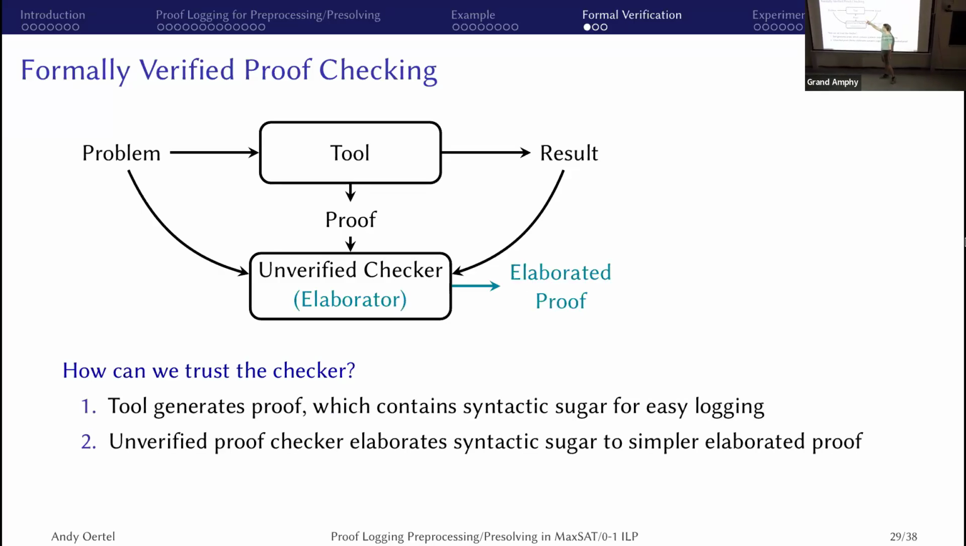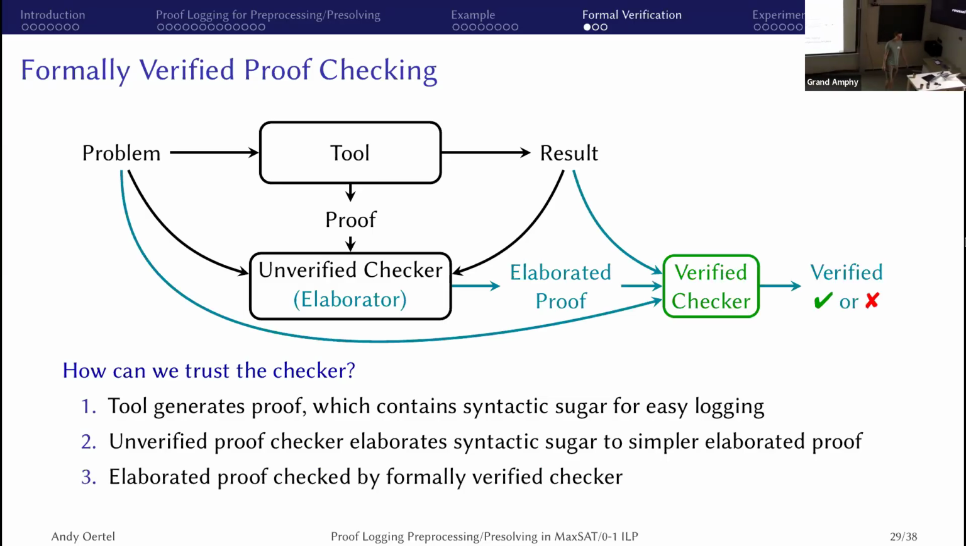So the idea is basically that the solver authors can write the normal proof that's output for VeriPB, but then VeriPB acts as an elaborator, which takes this syntactic sugar, which is easy for proof logging, and elaborates it to a very simple format in an elaborated proof. And in this elaborated proof, this is simple enough that we can actually do a formally verified checker. And then this formally verified checker is correct and gives us a verified result.